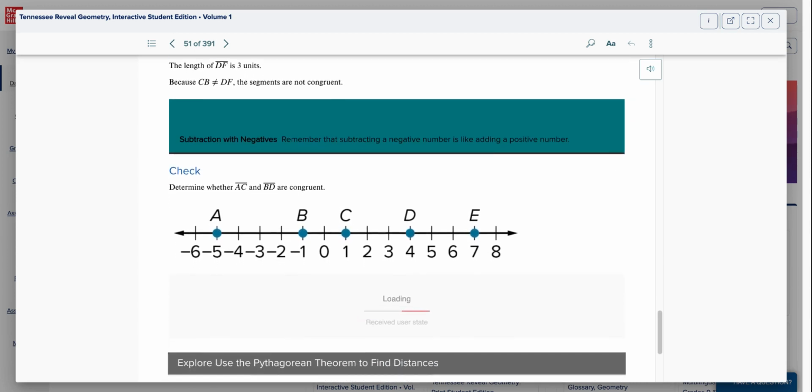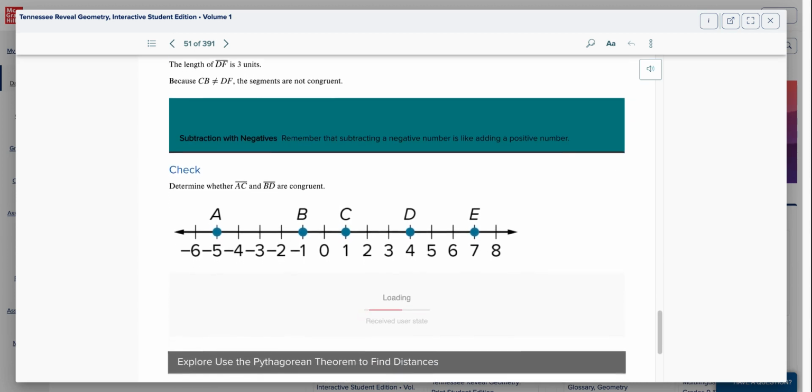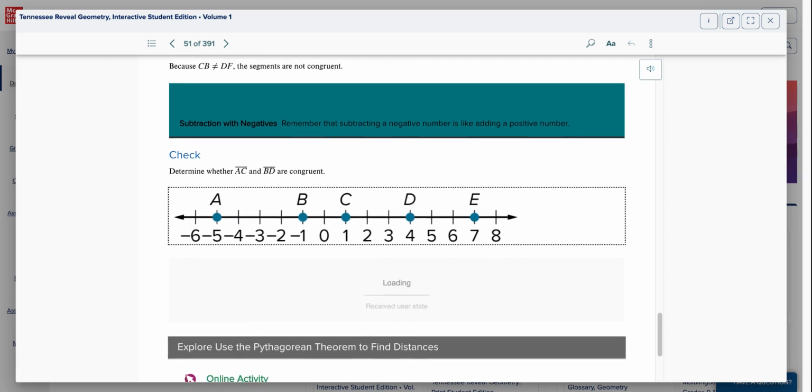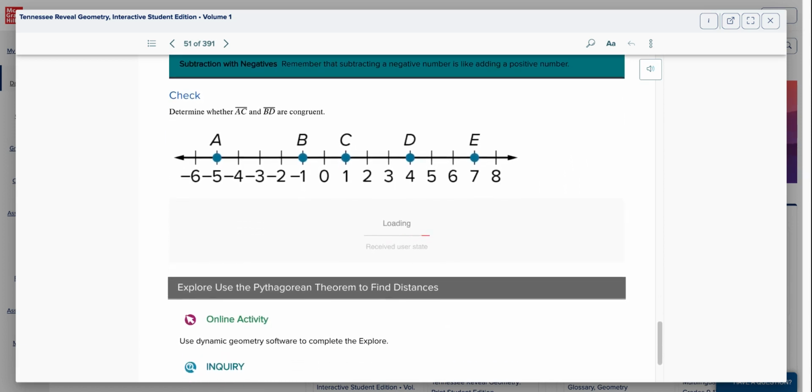All right, next up, we are doing a check. Determine the length of AC and DB and if they are congruent. It's still loading, but just to make life easy, I'm going to start at A. I'm going to count to C. So there's my A. I'm counting how many times I move. 1, 2, 3, 4, 5, and 6. So the length from A to C is 6.